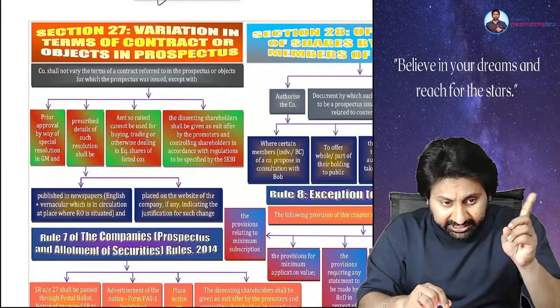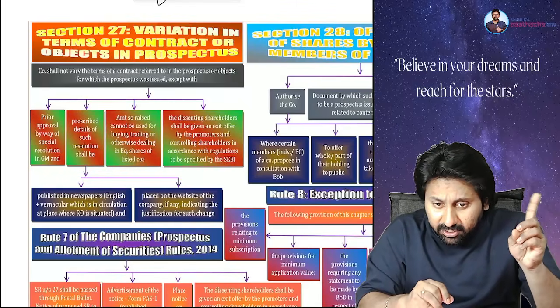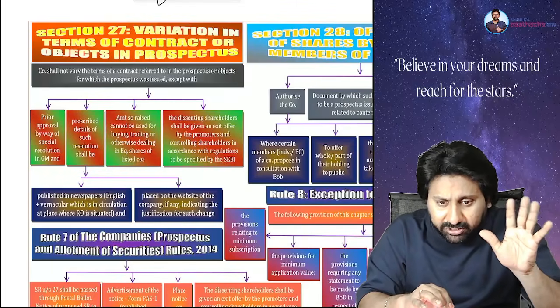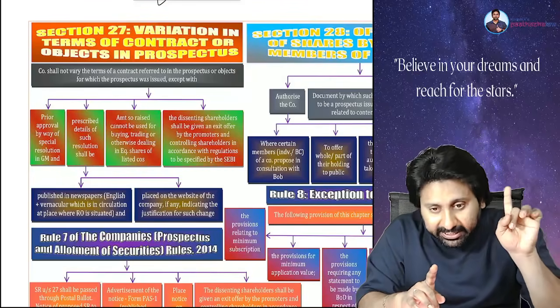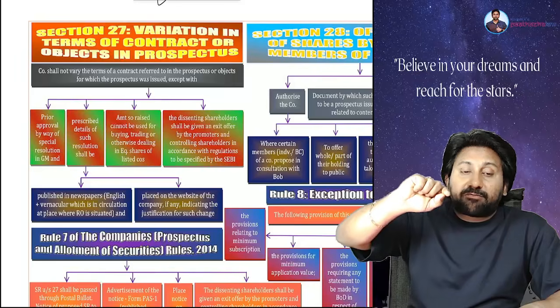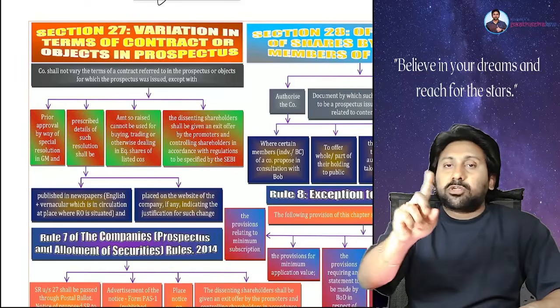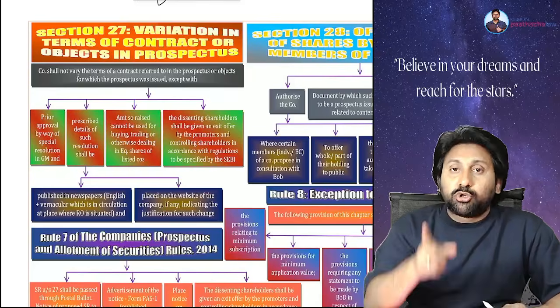We are not changing the objects in the memorandum of association. We are changing the objects stated in the prospectus. The purpose for which we issued the prospectus and the purpose for which we are actually using the amount are not the same. There is a variation, which you should not do.